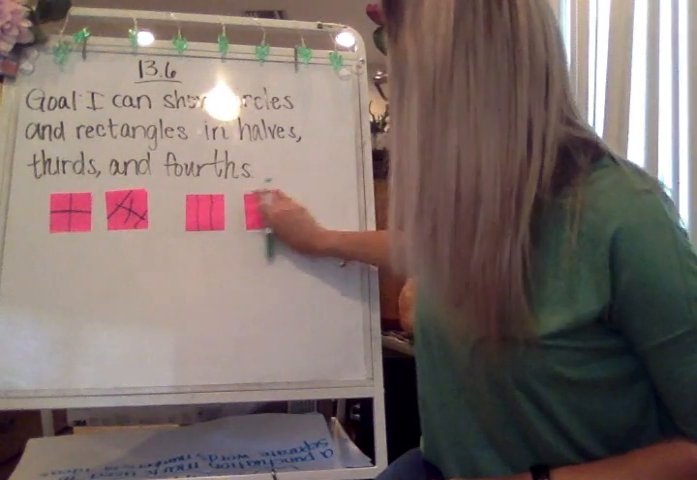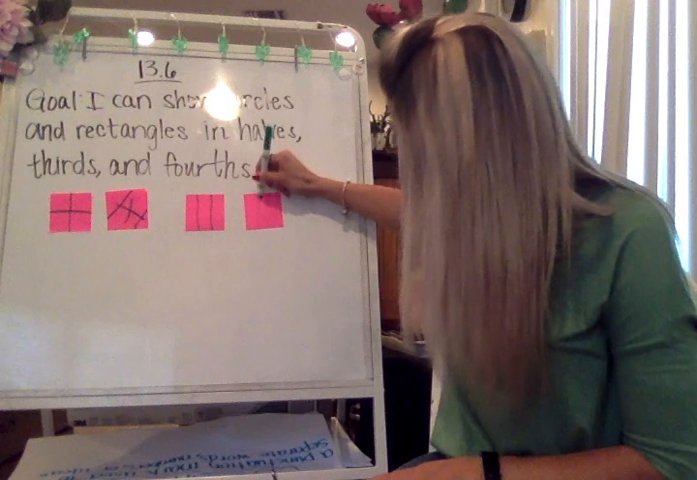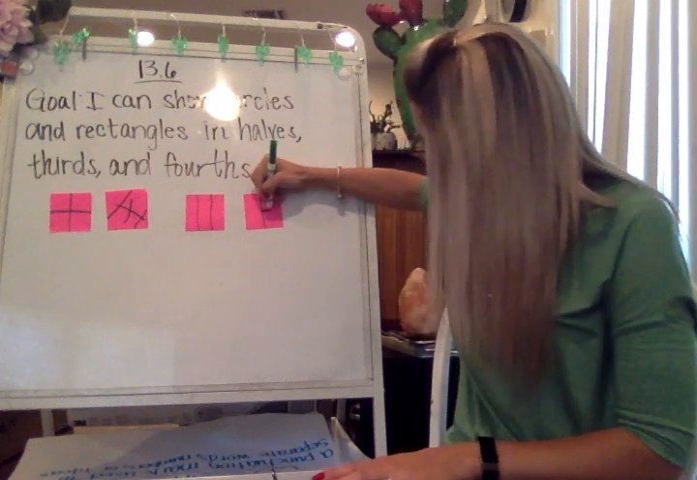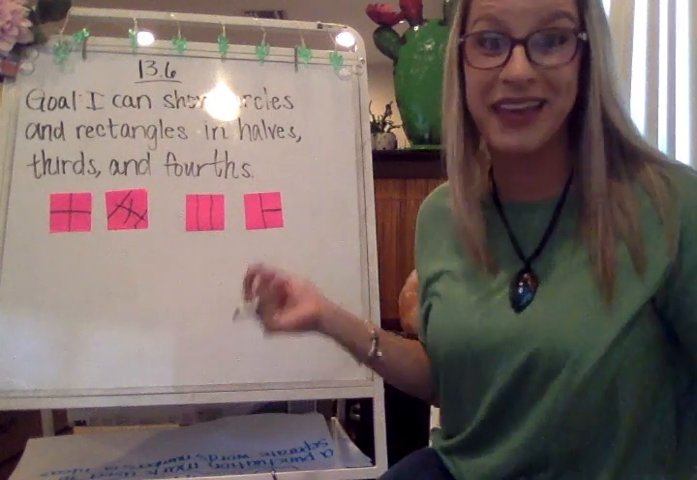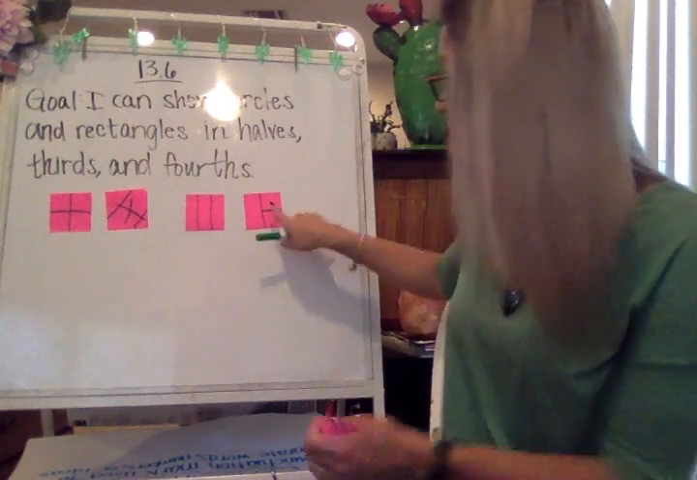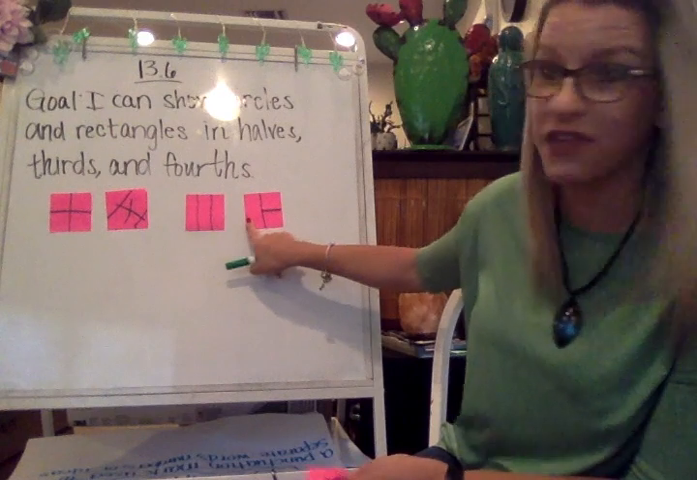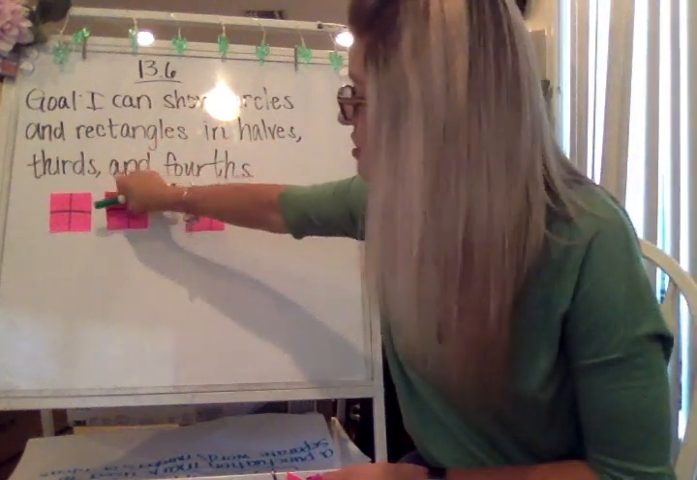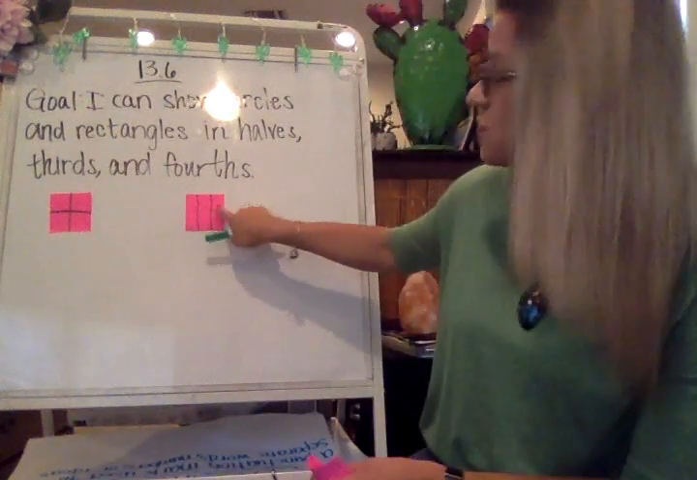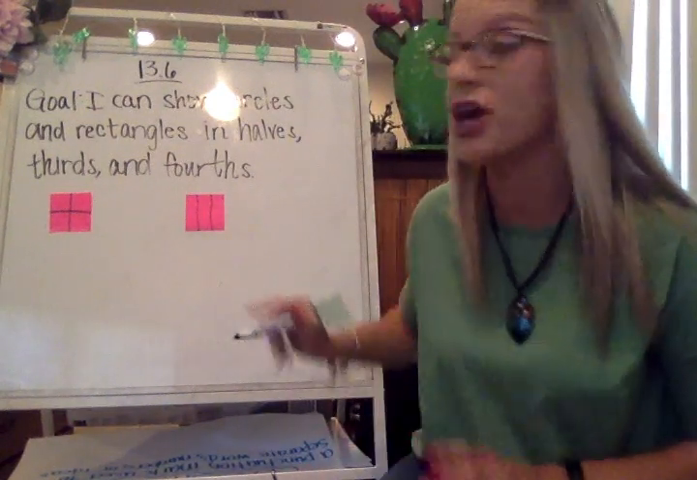Let's try another one. 1, 2, 3. Those are 3 pieces, but are they equal? No, they're not equal. These 2 are much smaller than this one here. That's a non-example. No, those are not thirds. Thirds, 1, 2, 3, 3 pieces that are equal.